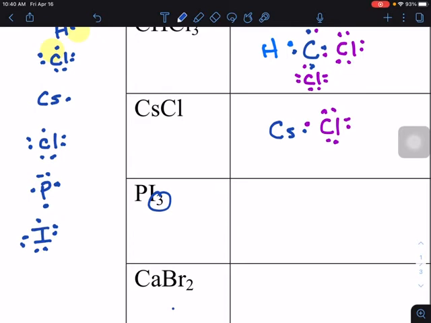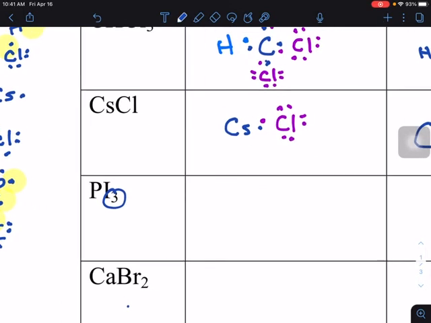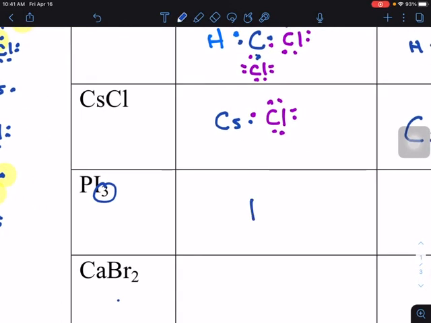Okay, so remember, which one is going to be at the center? Which one's going to be the central atom? Well, which one has the most single dots again? Phosphorus, the P, has 1, 2, 3 single dots, and the iodine only has 1 single dot. So the one that has the most single dots, P, phosphorus, is going to be at the center. It's going to be our central atom. So we're going to put that right here.